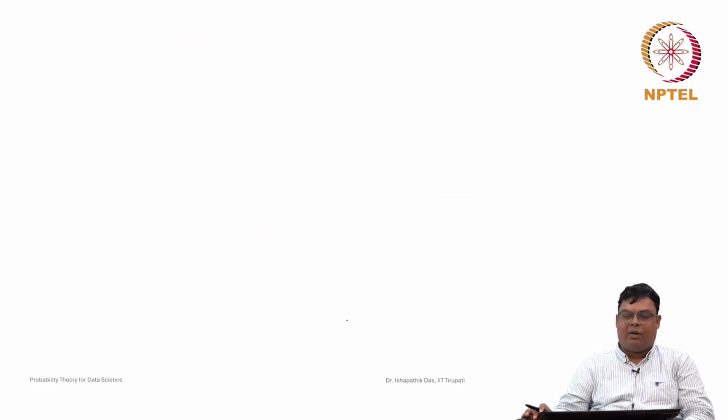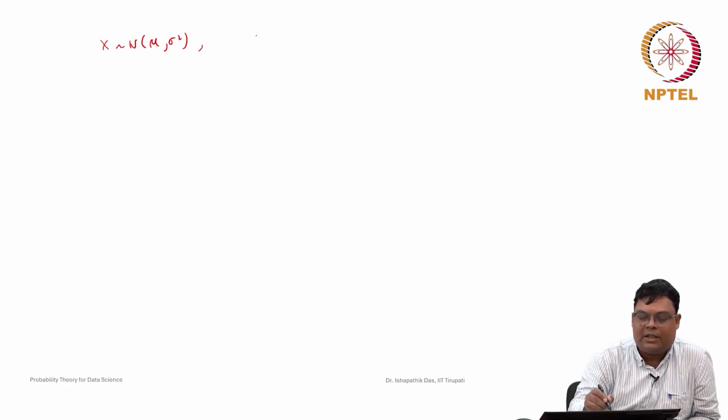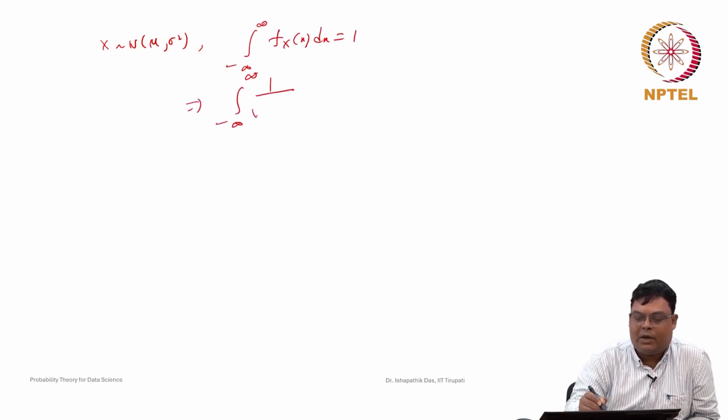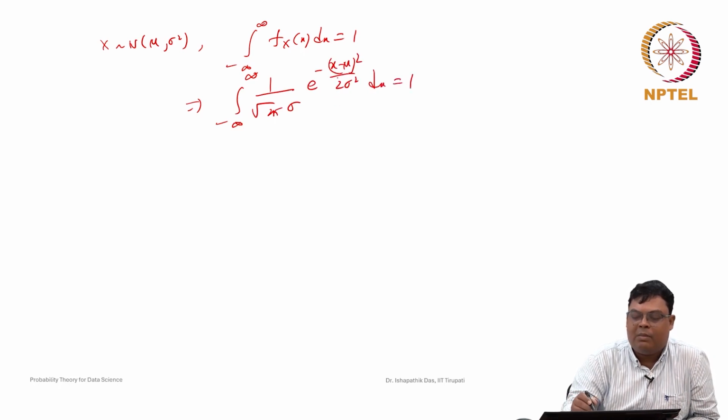Let us see what the value will be, because we have already computed that whenever x is normal with mu and sigma square and f_X is the density function, the integration from minus infinity to plus infinity of f_X(x) dx is equal to 1. This implies the integral of 1 by root 2 pi sigma e to the power of minus (x minus mu) whole square by 2 sigma square dx is equal to 1. Note that this is true for any real number mu and any sigma greater than 0. So, if you take mu equal to 0 and sigma equal to 1, it will also be true, and we find the integral of 1 by root 2 pi e to the power of minus x square by 2 dx is equal to 1.